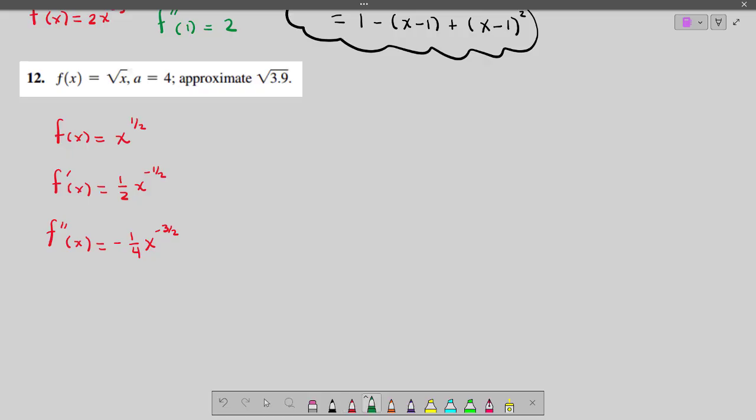Oh, there's a piece of the first one we didn't answer yet. We'll answer it in a second. So now we evaluate the function and its derivatives at the center. The center here is given to be 4.